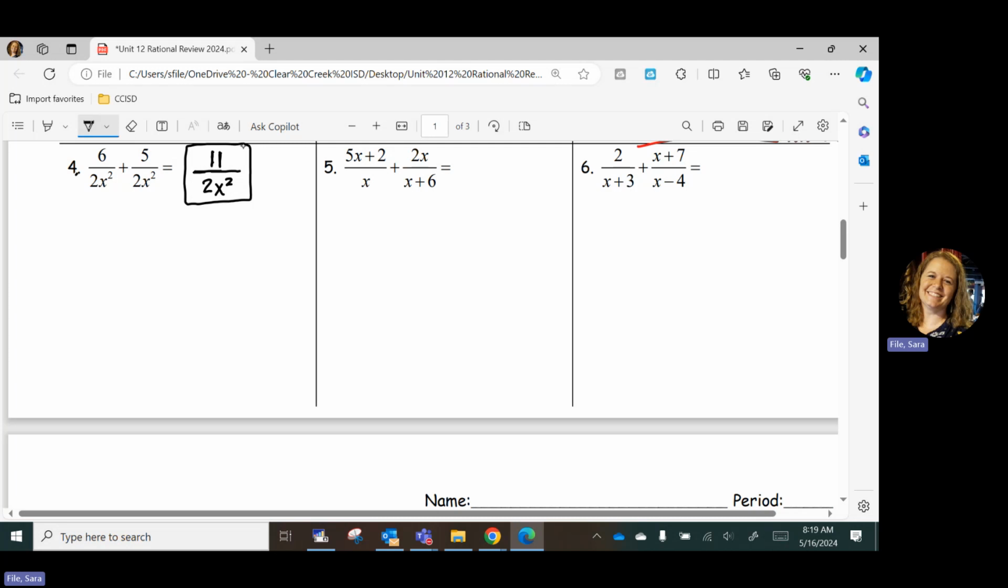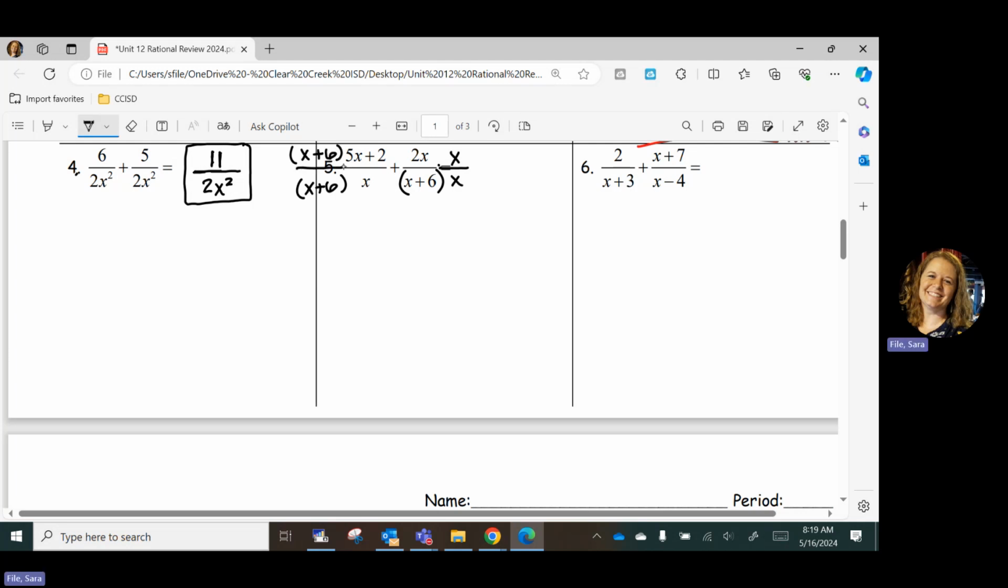All right, in number 5, though, we do not have a common denominator. So we need to get a common denominator. This binomial x plus 6 cannot be turned into an x, and x cannot be turned into x plus 6. So we have to multiply them by each other. So this side is going to get multiplied by x. And what you do to the denominator, you do to the numerator. So you're multiplying the top and bottom over here by x. And then this side is going to get multiplied by the x plus 6, top and bottom.